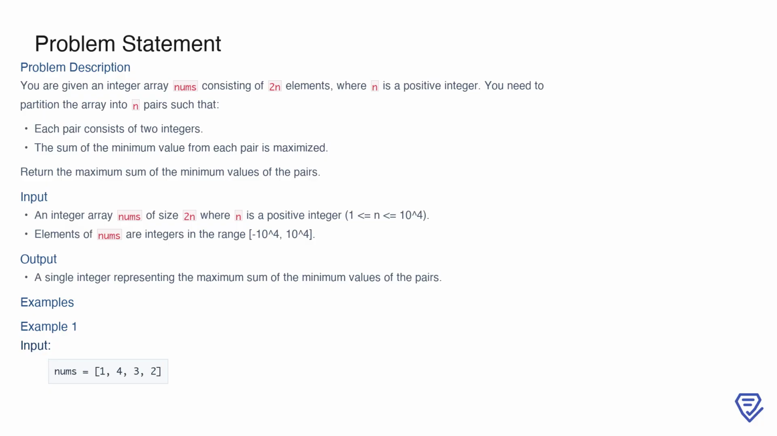The input is an array nums with a length of 2n, where n can range from 1 to 10,000, and each element in the array falls between -10,000 and 10,000. The output will be a single integer representing this maximum sum. To help clarify, let's look at some examples.